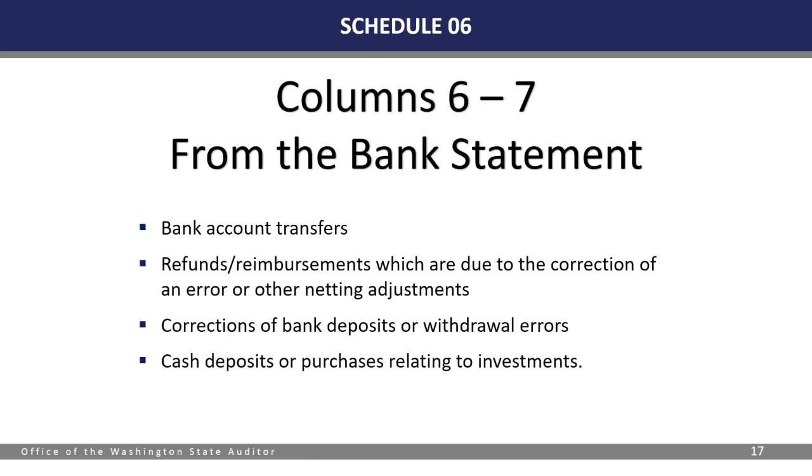Think about your bank account transfers or purchases of investments. Yes, your bank accounts were affected by these transactions, but your financial statements weren't. Other examples would be refunds and reimbursements due to corrections of error, either because an amount was overcollected or perhaps there was a bank error where you were issued a receipt, a deposit, but these aren't really revenues. So yes, they affected the bank statements, but they didn't affect your financial statements in the same way that they're shown on that bank statement.